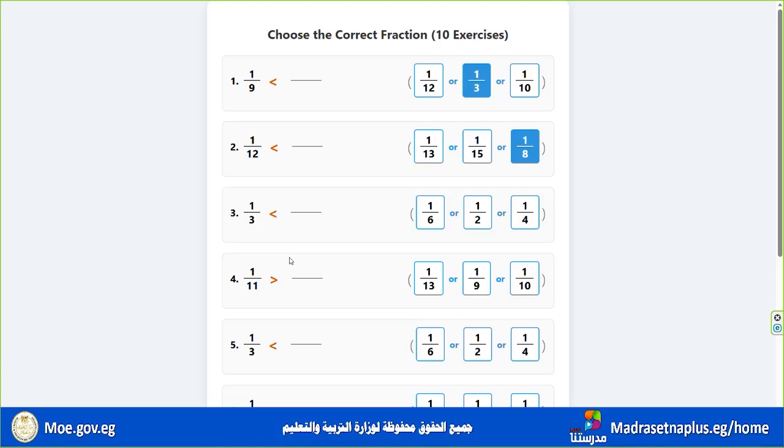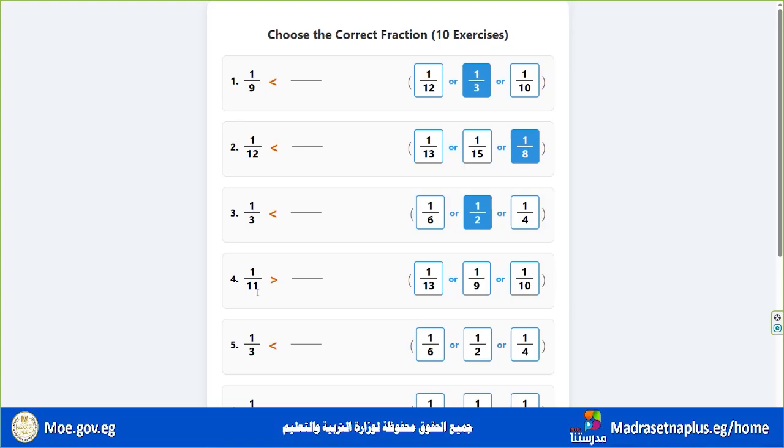Next, 1/3. 1/3 is smaller than 1/2, smaller than 1/2 only. Yes. So 1/4 is smaller than 1/3 and 1/2, and so on. Number 4, 1/11. This is 1/11, not 11.